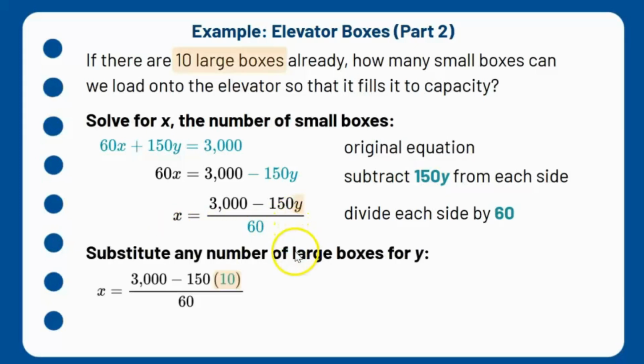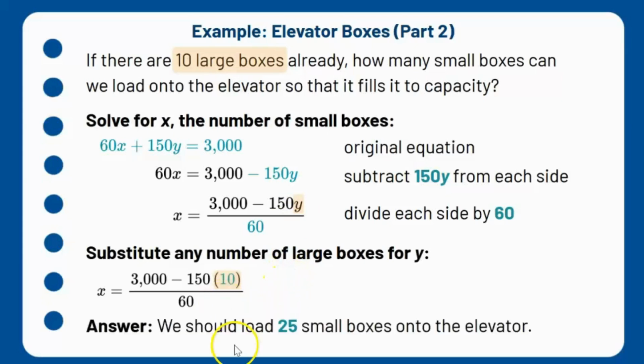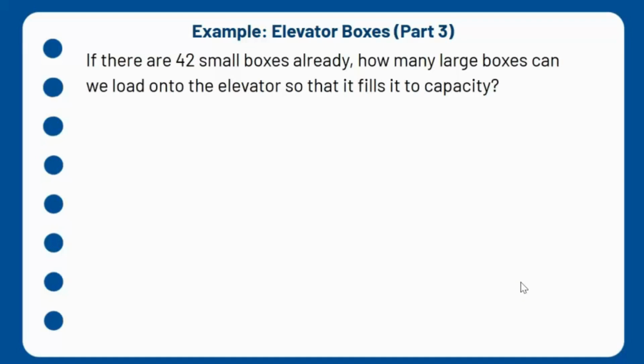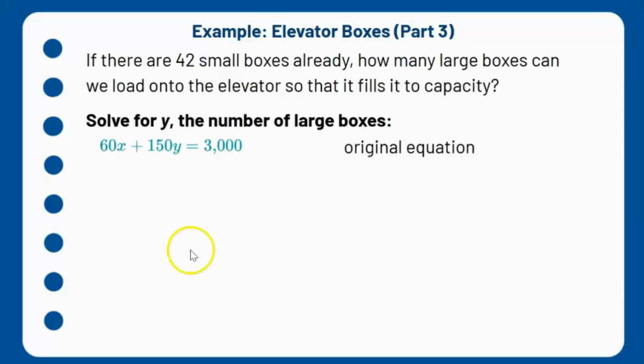To find the number of small boxes if there are 10 large boxes, we need to substitute 10 in for Y. When we simplify the right side, we find that we should load 25 small boxes onto the elevator. Now we can use the equation from the previous slide to answer another question. If there are 42 small boxes already, how many large boxes can we load onto the elevator so that it fills to capacity? We can substitute 42 in for X and perform acceptable moves to solve the equation.